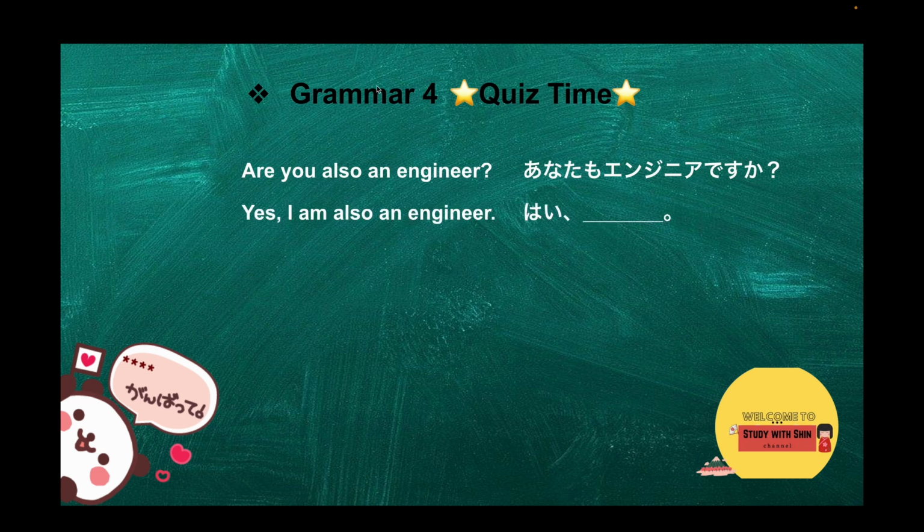Now, if you are an engineer, you can say, yes, I am also an engineer. And how do you say that in Japanese? In order to say yes, you say hai. And then, how do you say I am?